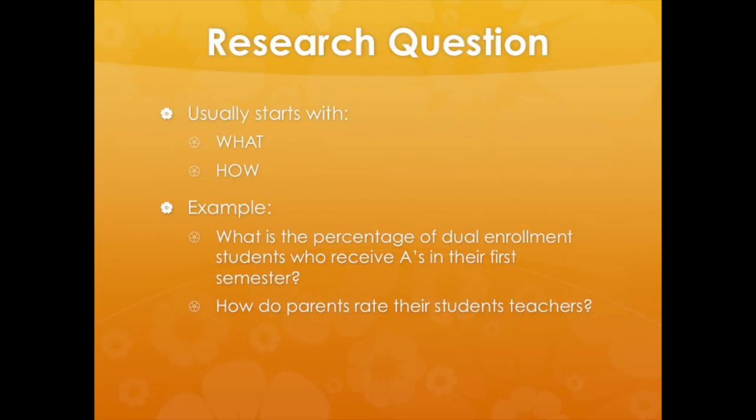All right, now looking at the research question. Usually a research question is going to start with what or how. So for example, what's the percentage of dual enrollment students who receive A's in their first semester? Or how do parents rate their students' teachers? These are all research questions that can be quantified.